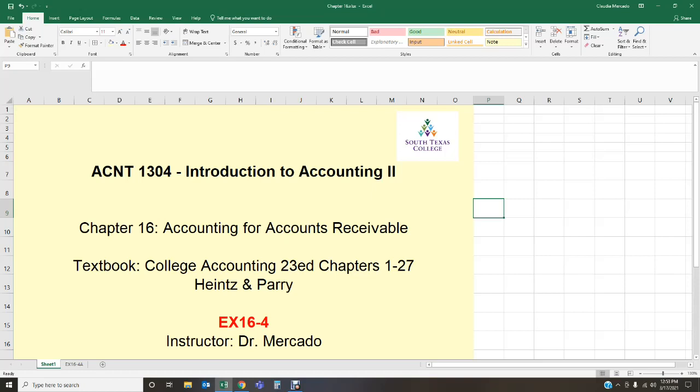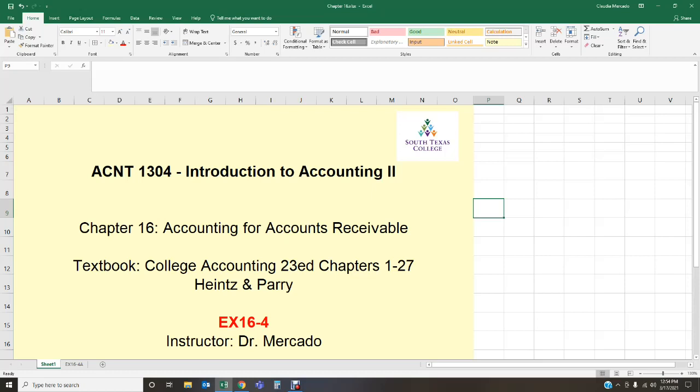So, there are basically two methods of accounting for uncollectible accounts. That includes the allowance method and the direct write-off method. Those are the two methods that we're going to be focusing on in this particular chapter. Accounts receivable is super important.